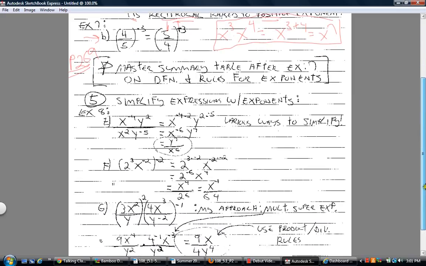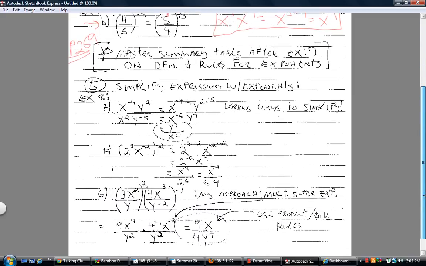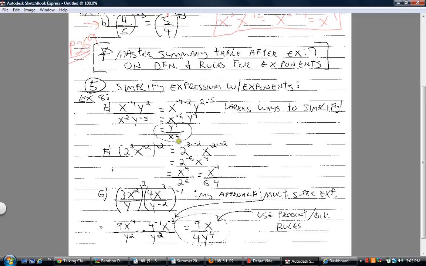Okay, so let's move on to objective 5, talking about simplifying expressions with exponents. And when you do these problems, there's more than one way to do them. As long as you follow the shortcuts correctly, you will be okay.